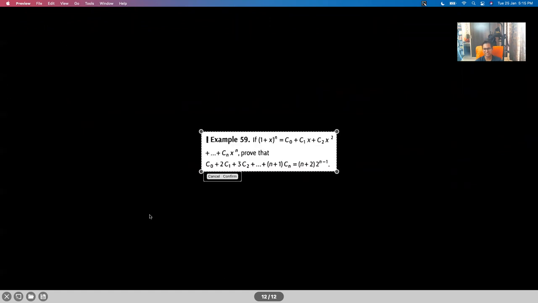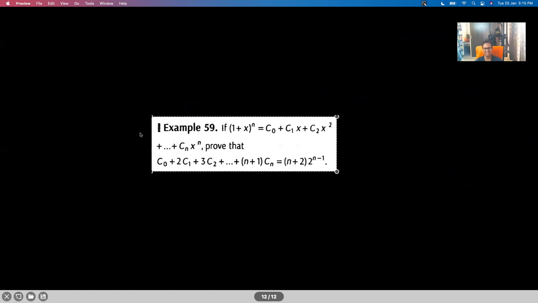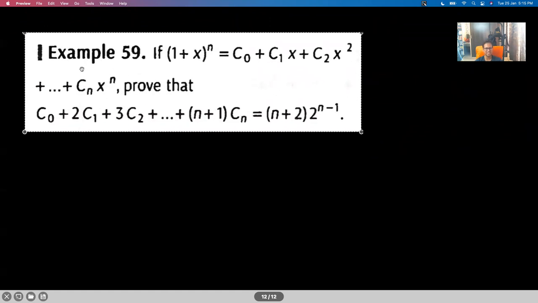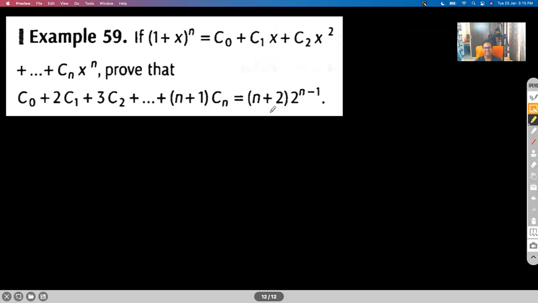So in the last question, we had taken C1 plus 2 C2. This is a slightly different one. Here you have to prove that. In fact, don't look at the result. Just look at finding the value of C0, 2 C1, 3 C2, till n plus 1 Cn. So everybody do this and let me know with a done on the chat box.